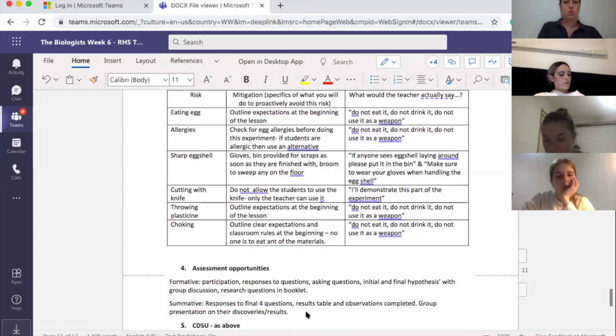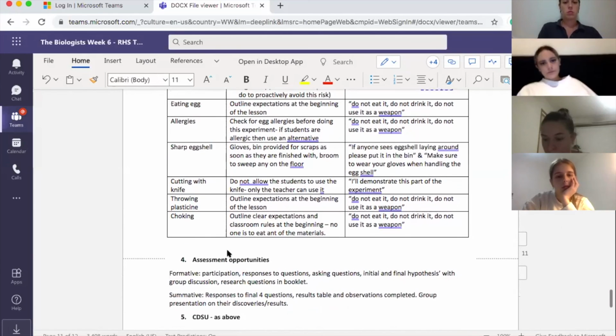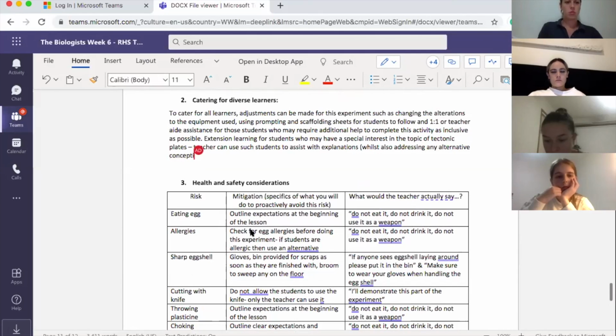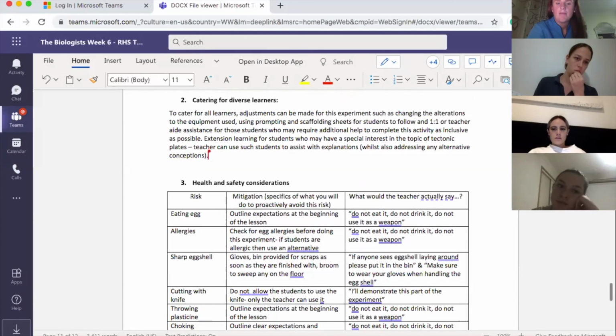Yeah, that looks good. And then that's just our CDSU. Is there anything that we need to cover that we haven't? I feel like if we remember anything, we can just add it before Thursday. Yeah. Okay, cool.